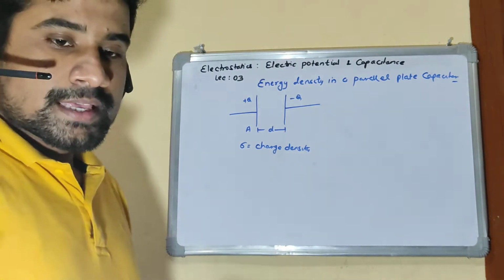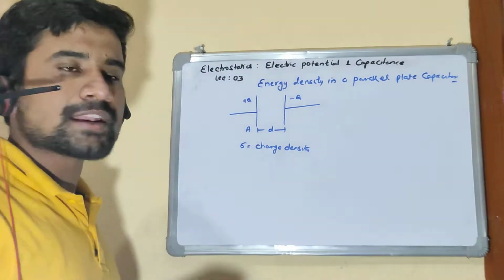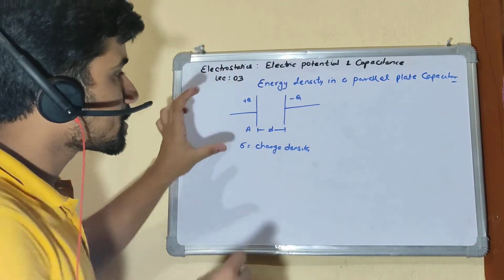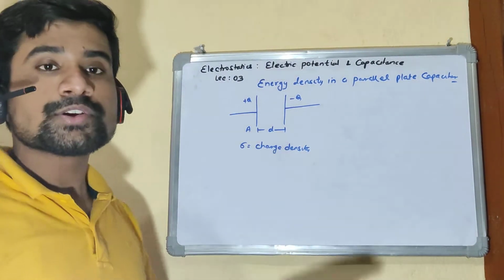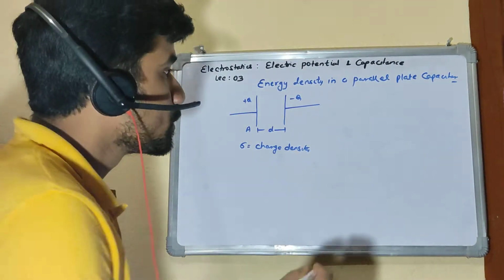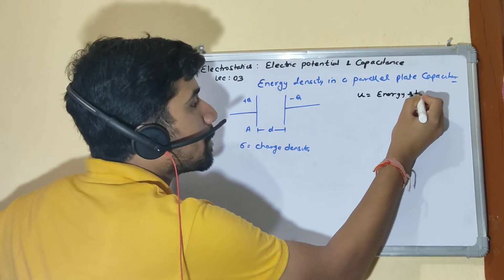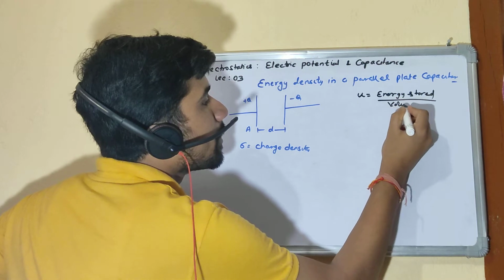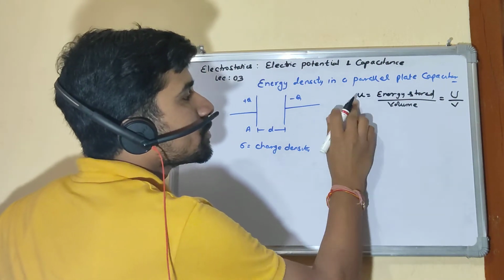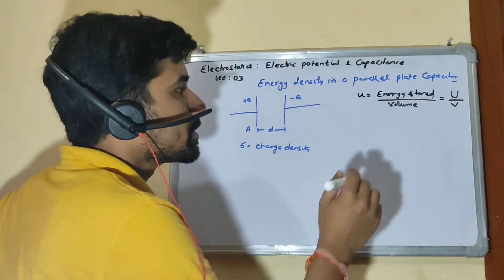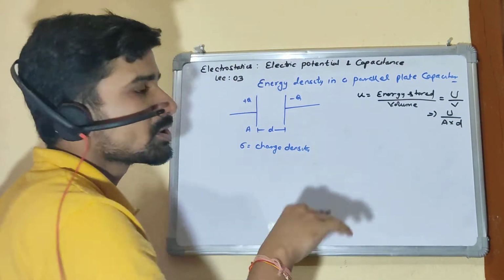If I need to calculate the volume of this region, it is nothing but the area of cross section into distance, which is A into D, right? A into D is the volume. So energy per unit volume is energy density. So if capital U is my energy stored and V is my volume, then small u is the energy density. The unit will be joule per meter cube, right? So in this case, this will be U by A into D.